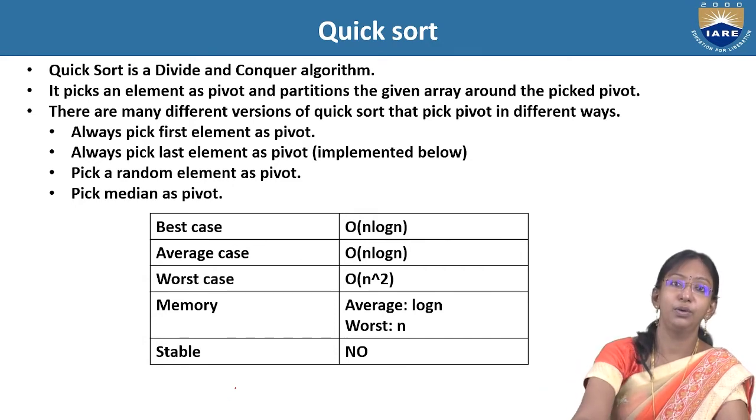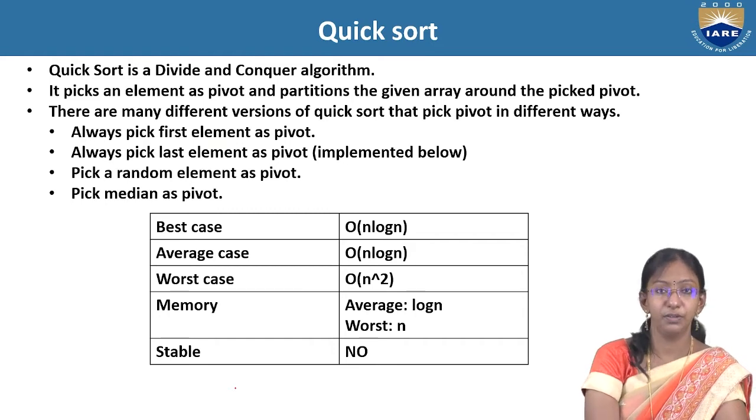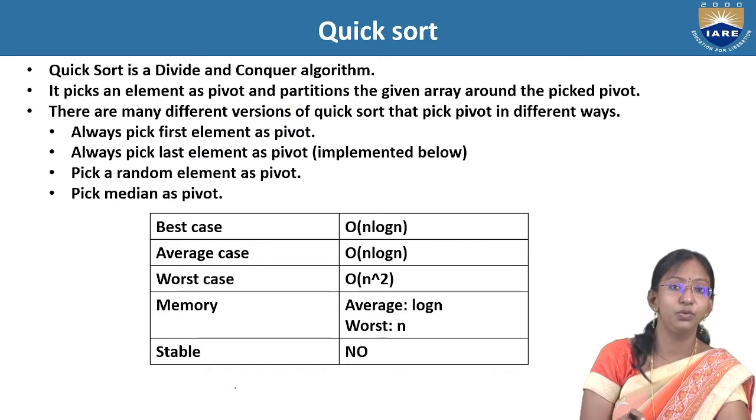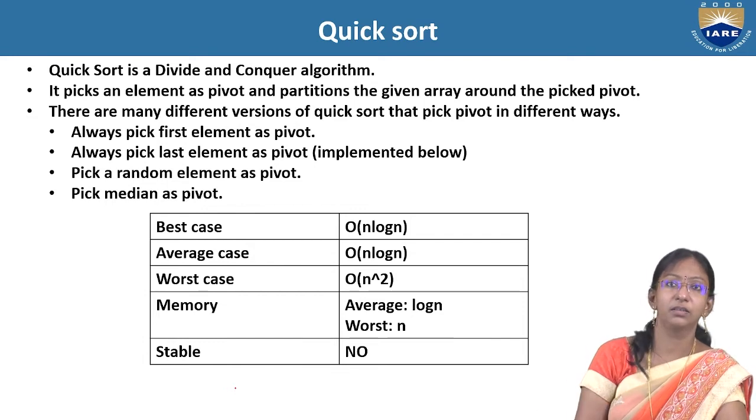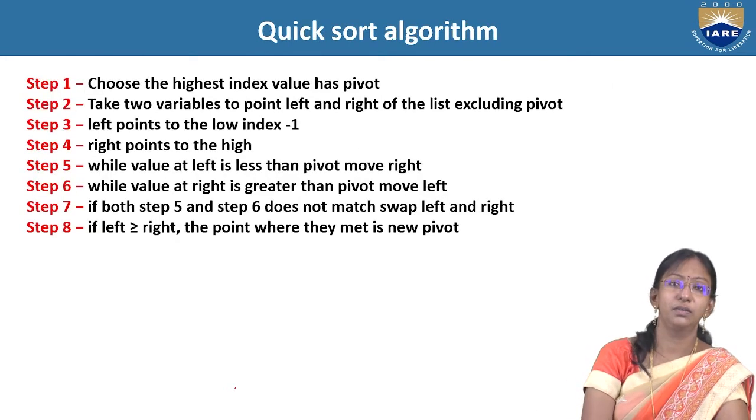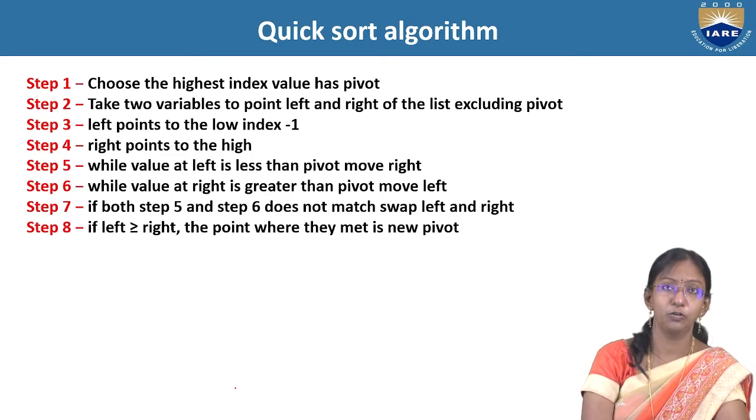But if you have chosen that the first element will be the pivot element, in every iteration you have to use only the first element as the pivot element. You cannot change it in between. So decide, guys. This is the basic algorithm of quicksort.